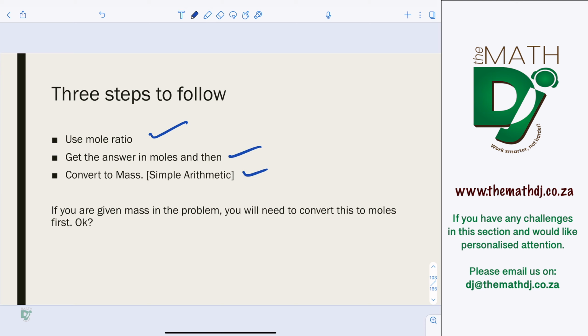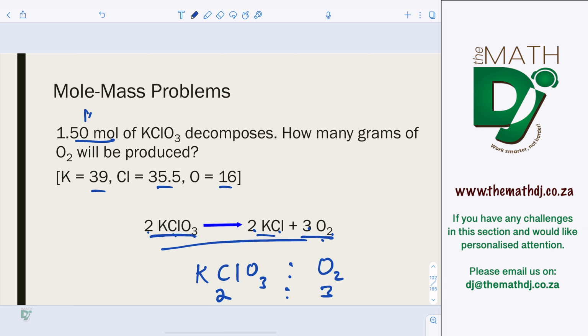So if you are given mass in the problem, you need to convert this to moles. If this figure was in grams, it means you have to first find the moles, because these equations work with moles. This is molar, that's why we call them mole ratios. It's not mass ratios, it's mole ratios. So if you use mass or grams, kgs, you'll get the wrong answer.